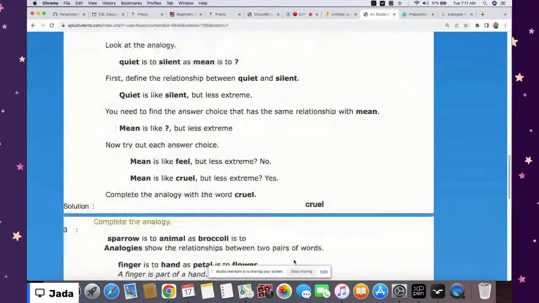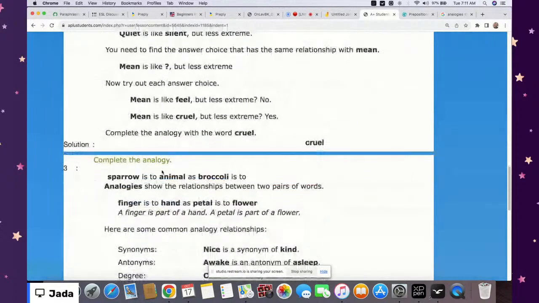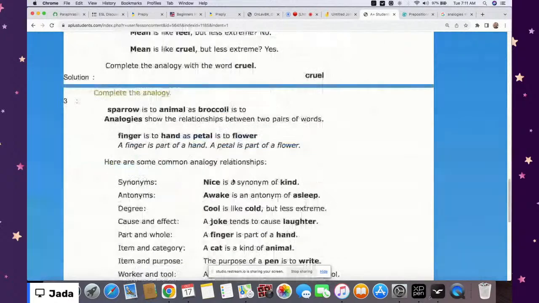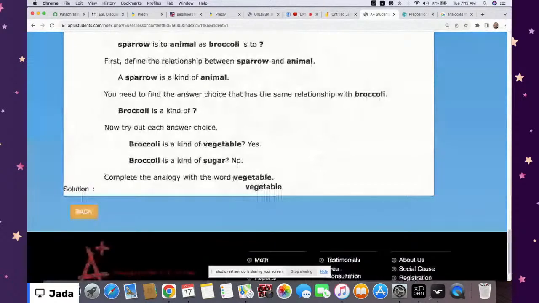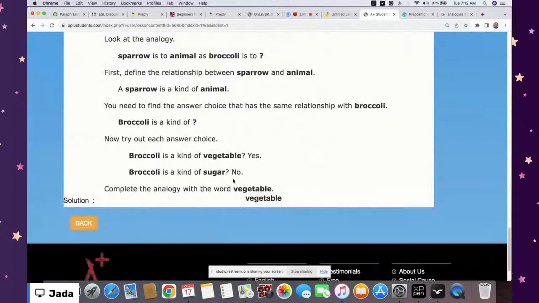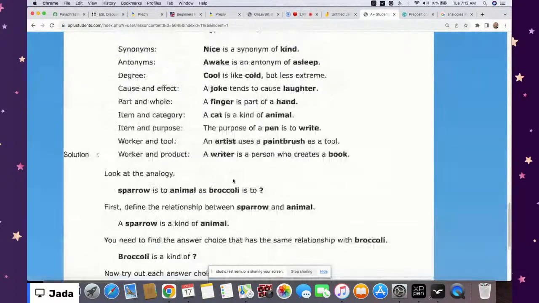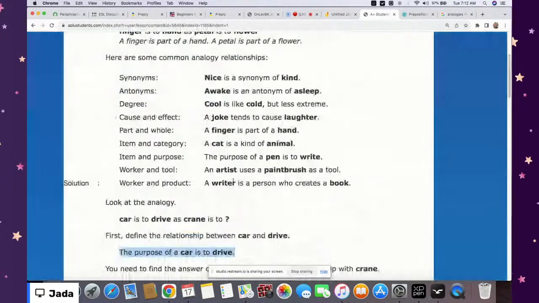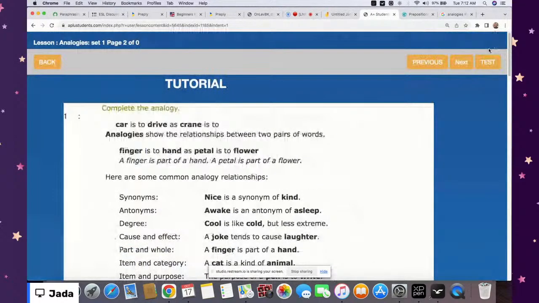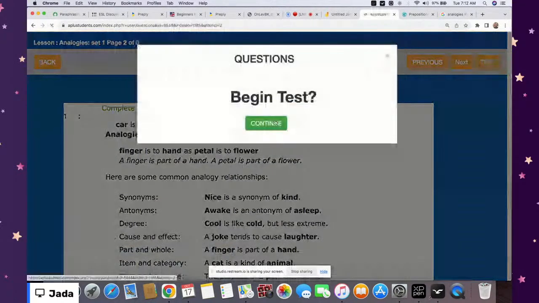And then we have sparrow is to animal as broccoli is to what? Sparrow is a kind of animal, and broccoli is a kind of vegetable. So just as sparrow is to animal, you have broccoli is to vegetable. So that's it. I hope that you all get it so far. So we'll move on to the test and answer some of the questions.